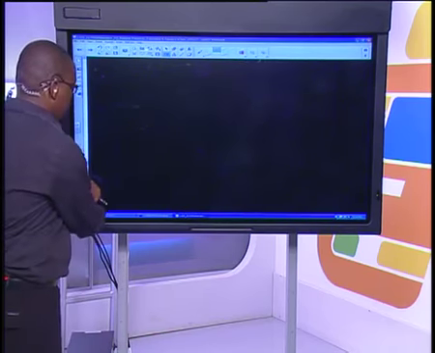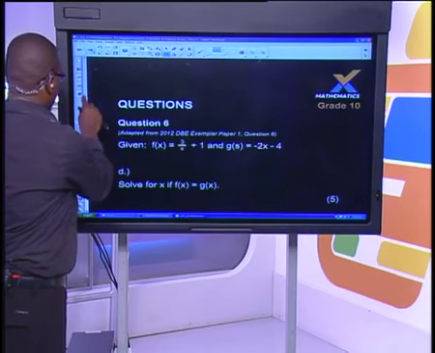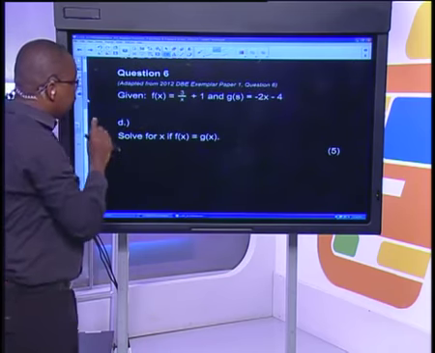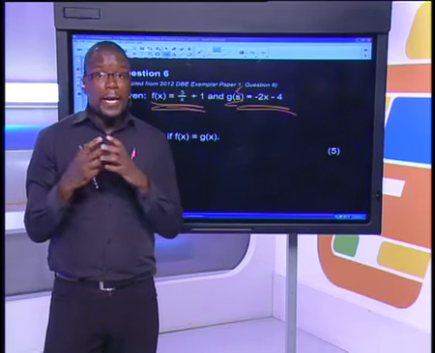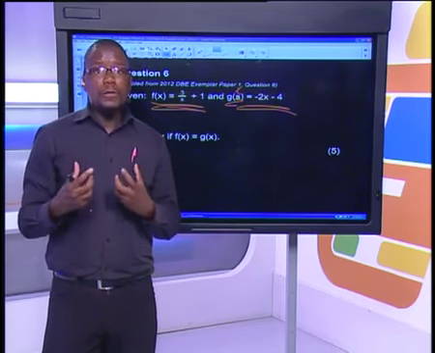Right. Now, guys, we move on to the next question, all right? Now, they're saying given, it's the same question as well. So this is g of x, okay? Now, solve for x if f of x equals g of x, if those two graphs are equal. Now, in other words, we're trying to find the points of intersection of those two graphs.